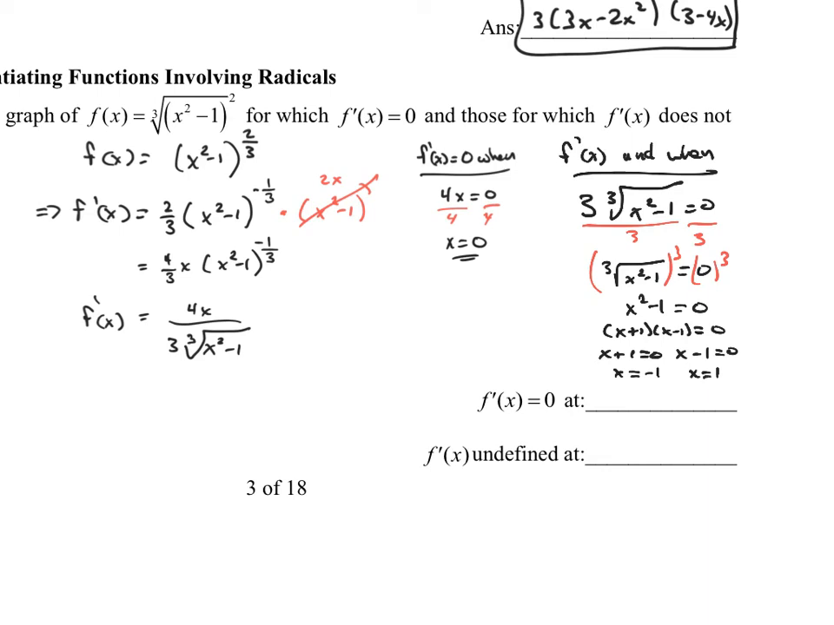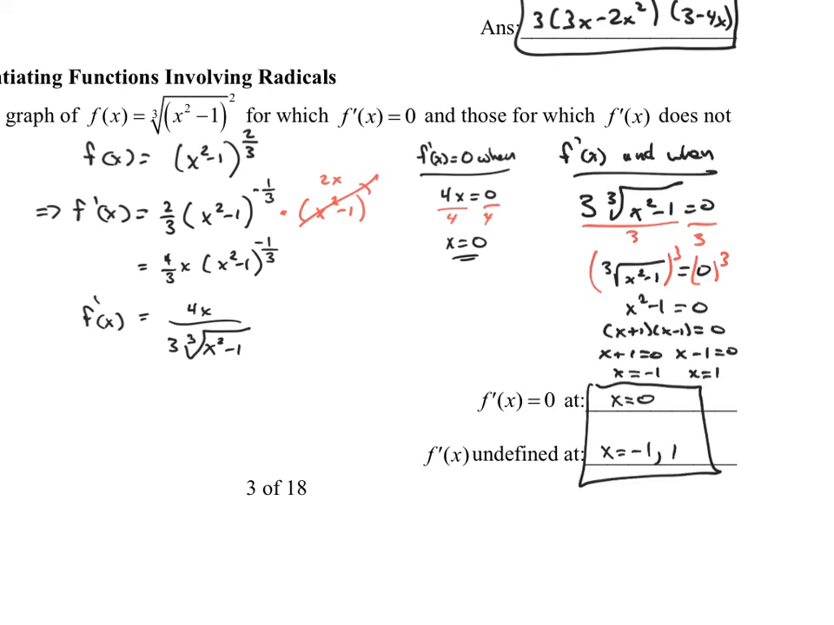Negative 1 and 1. So where is it defined? It's defined at x equals 0. Where is it equal to 0? The derivative is equal to 0 when x equals 0. It's undefined when x equals negative 1 and 1. Those would be our final answers for those problems.